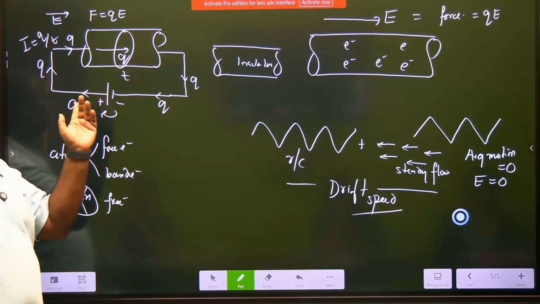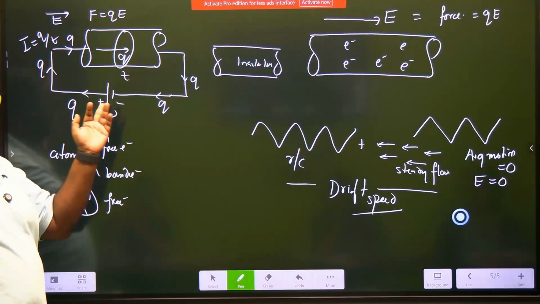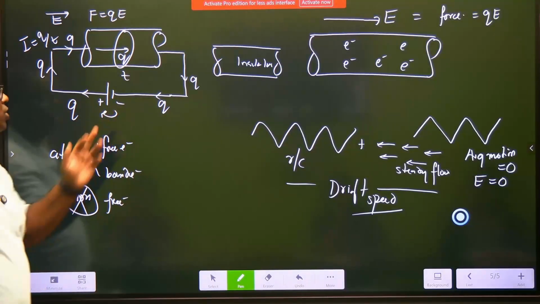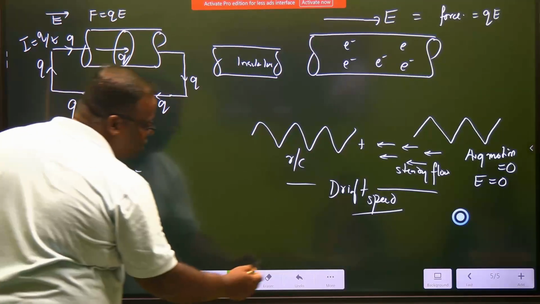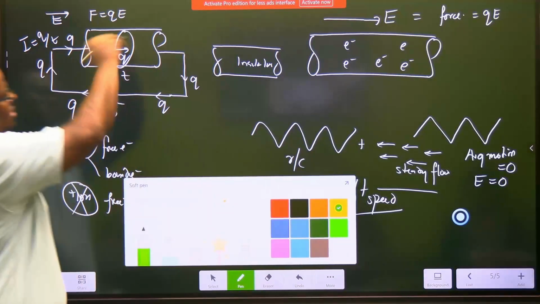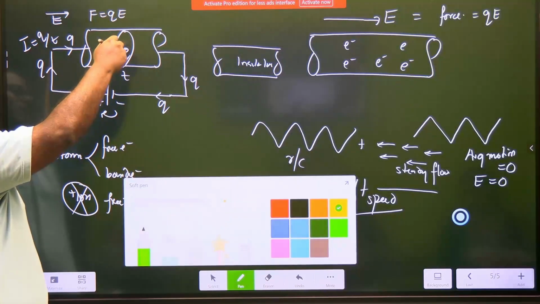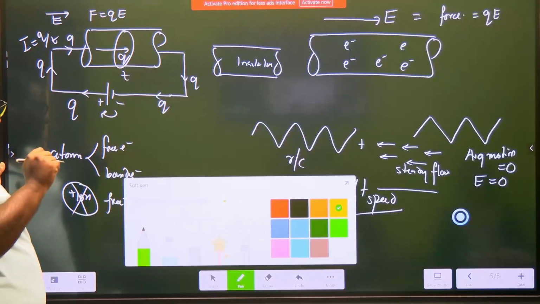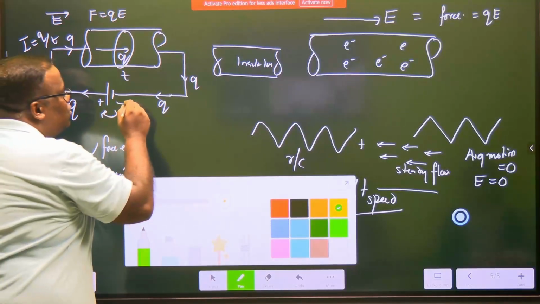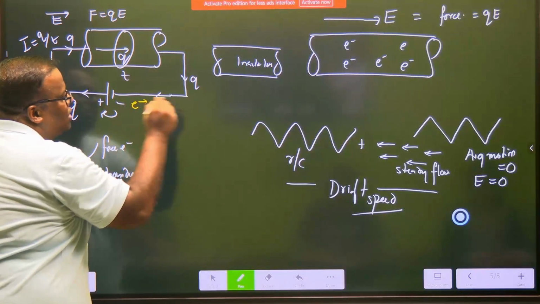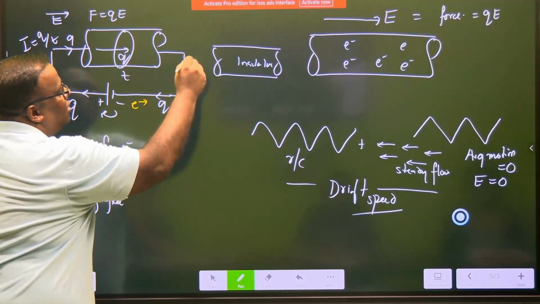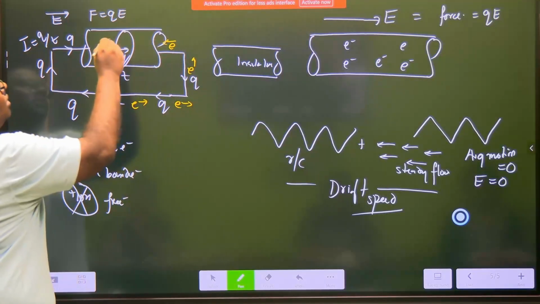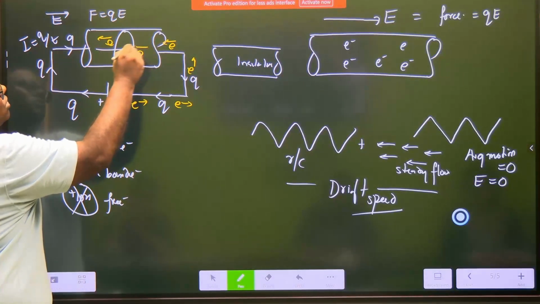Now here is where the contradiction happens. This is the higher potential side. This is the lower potential side. So actually the movement does not happen with any positive charge, because this is a metallic conductor, the movement is all about electrons. So how do the electrons move? All the electrons are moving this side.